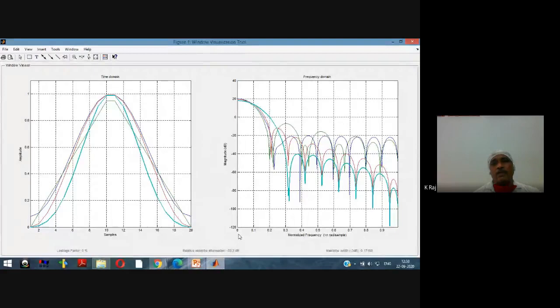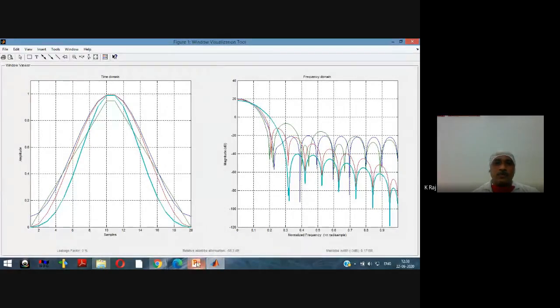And what is the advantage of the Kaiser window? In this one we are using a trade-off between the main lobe width and the side lobe attenuation. So during the comparison of the different types of windows, we have to consider at least two parameters. One is the main lobe width and the second one is the side lobe attenuation.